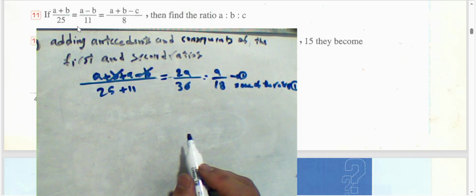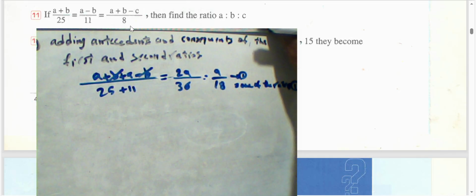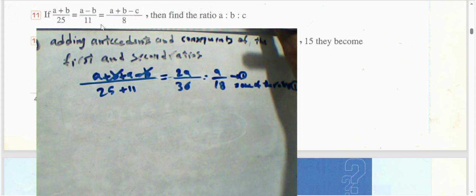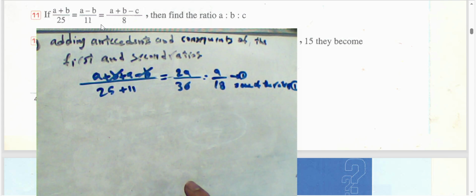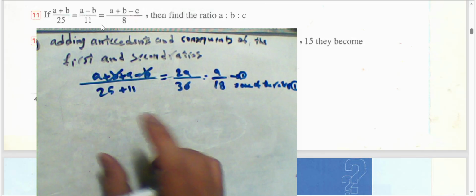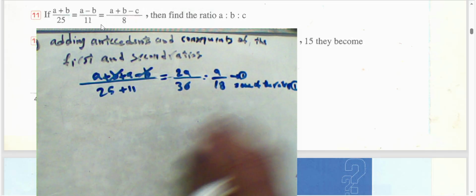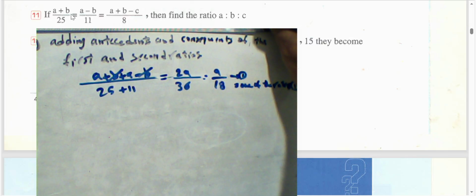Now the next step, we want to find b. How can we find b? Who can tell me here? We can find the value of b by multiplying the second ratio's terms by -1 and adding antecedent and consequent of the first and the second. If we want b, we can multiply by -1 the second ratio, antecedent and consequent, and add to the first.